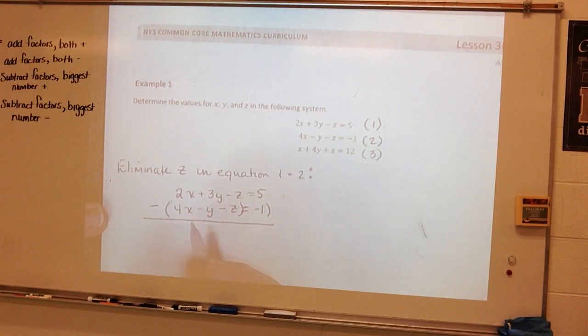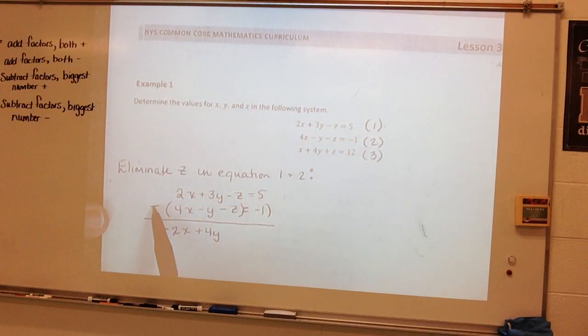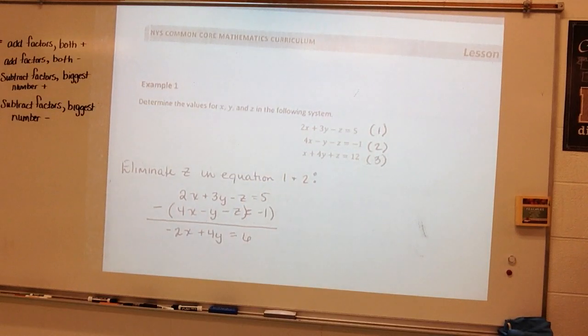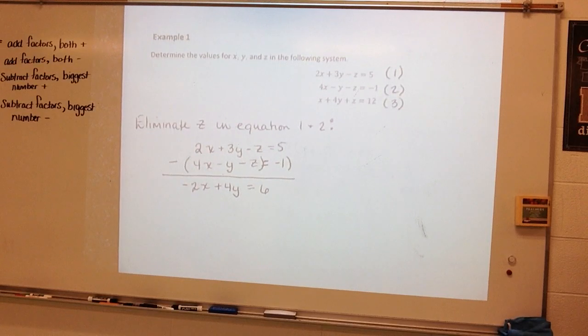2x minus 4x is a negative 2x. 3y minus a negative y is 4y. Negative z minus a negative z, that zeroes out, is equal to 5 minus a negative 1, which is 6. Okay? So now we have eliminated one variable. Our goal is to find two equations with two unknowns. Alright, so we eliminate z from equations 2 and 3.